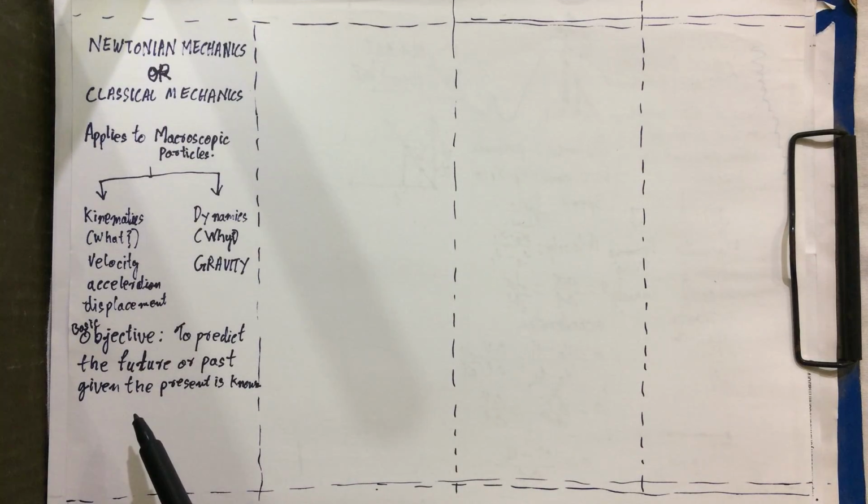So macroscopic particles are generally those particles which are tangible and which don't travel at the speed of light, or which are not very small to be governed by the laws of quantum mechanics.